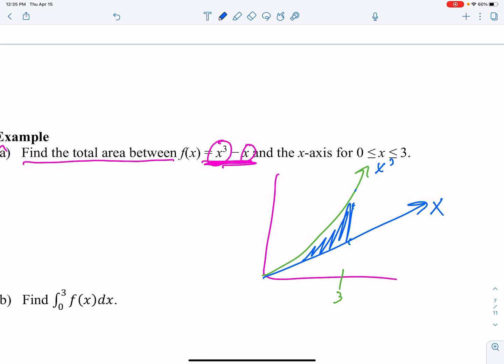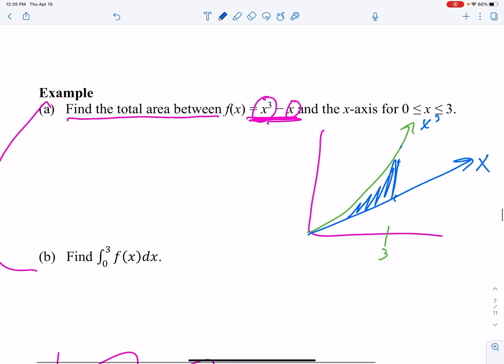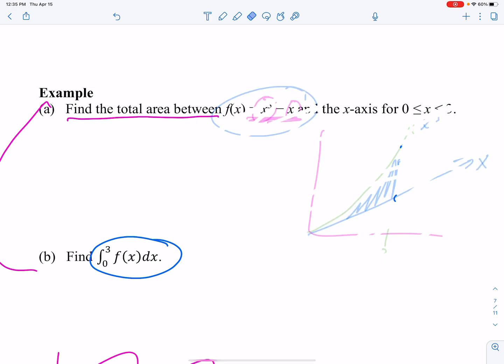All right, like we said, so we're going to take the curve that's above, in this case the x cubed, the area under that curve minus the area under the x curve between 0 and 3. In other words, that's what we're finding, the integral from 0 to 3 of f of x dx. F of x is these two functions combined. All right, so to do that, let me clean this up so I can write out some directions for you.